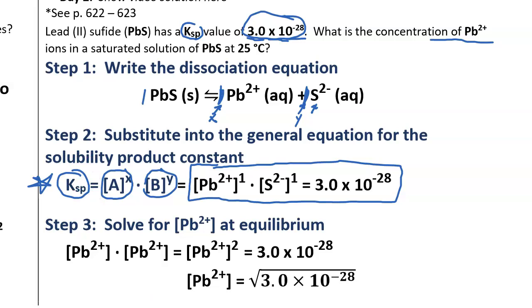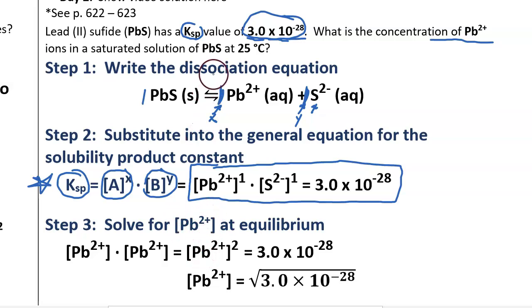Now in step 3, let's treat that like an algebra class equation and solve it. And what we want to solve for is the concentration of the lead ions. Remember, the brackets mean, in words, concentration of. So when you see this, you're not thinking in your head like brackets Pb2+. You're actually speaking in your head the concentration of lead ions.